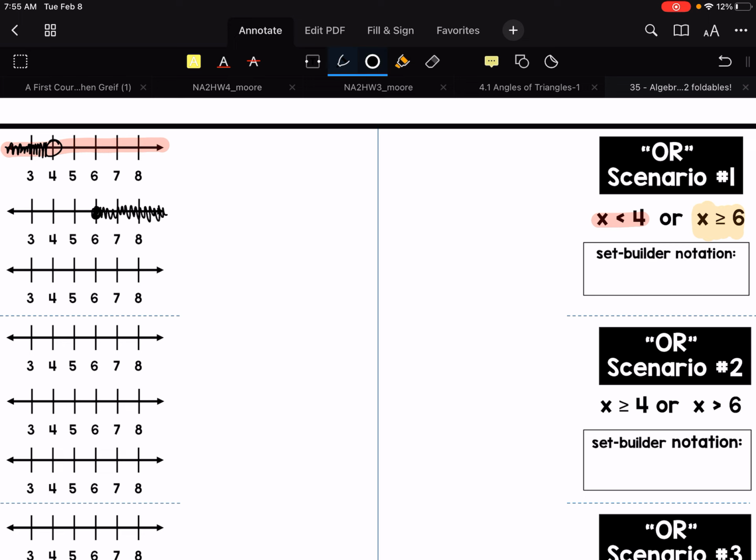So now I'm going to graph them on the same line. So I'm going to have 4. So I just copied that down. And then 6. And it goes over. So for this one, I'm going to have that my x, and I'm just going to literally copy this down. X is less than 4 or x is greater than or equal to 6. That's all you have to do. So that's scenario 1.